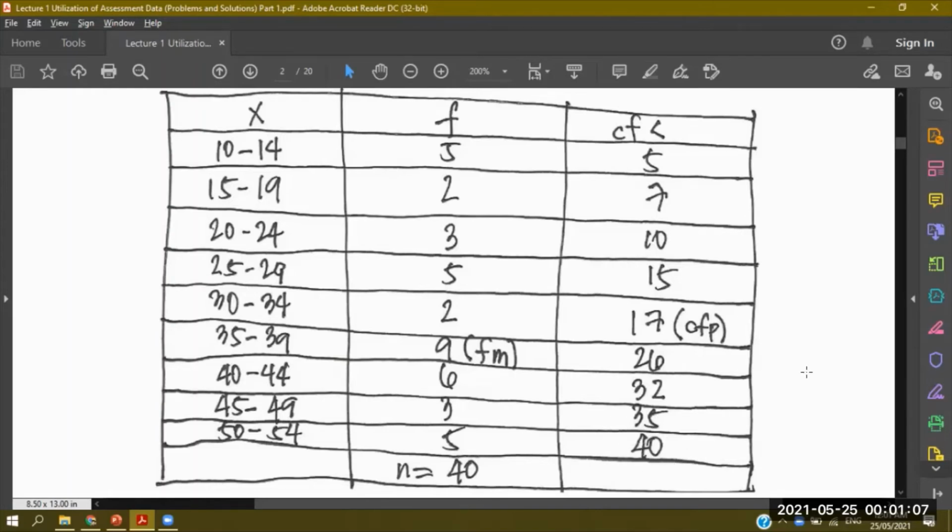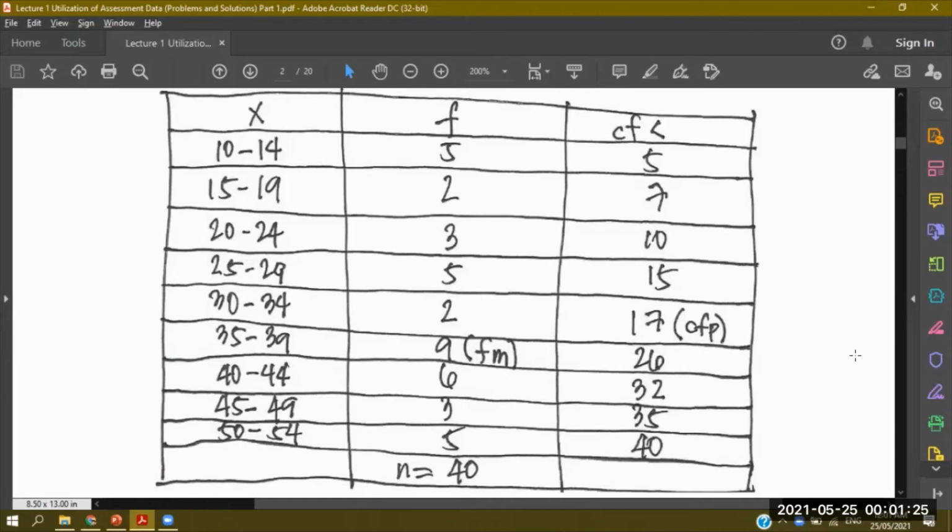So I hope you get it. So we are done. We have now our 3 columns for our categories. By the way, we call these categories, no? 10 to 14, that is one category. 15 to 19, one category, and so on. So these are our categories.